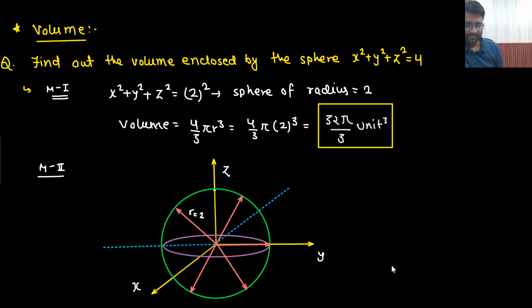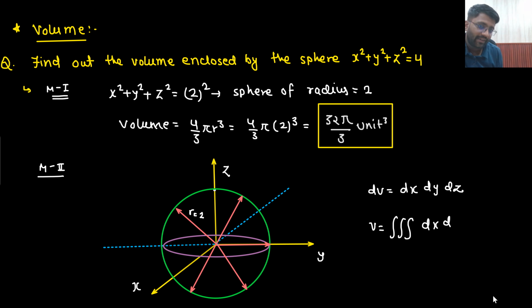Understandable? All good? Now on the surface, what we need to do is find out the volume. How is the volume given in xyz space? So dx, dy, dz, right? So what will be your volume? Volume will be a triple integral of dx dy dz. Why is that so? Because now we need to put the limit of x as well, the limit of y as well, and the limit of z as well.